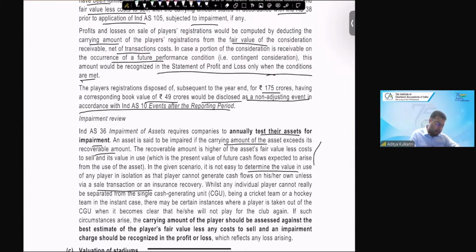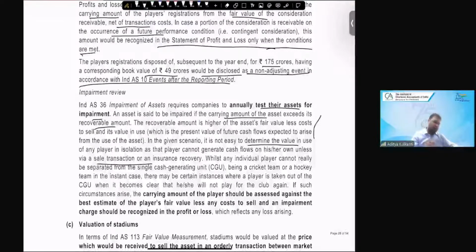An individual player cannot be separated from a cash generating unit. There may be certain instances where a player is taken out of the CGU when it becomes clear that he or she will not play for the club again. If such circumstances arise, carrying amount shall be assessed against the best estimate of the player's fair value less any cost to sell, and an impairment charge should be recognized in the P&L, which reflects any loss.